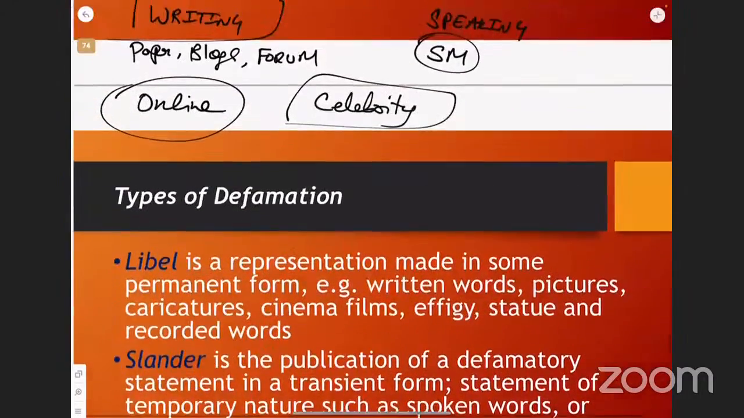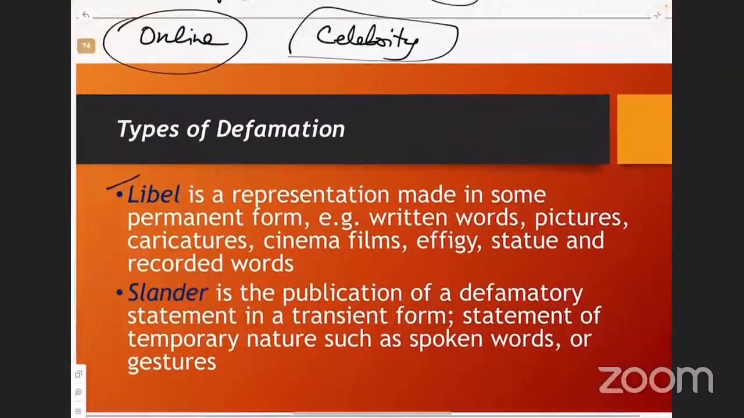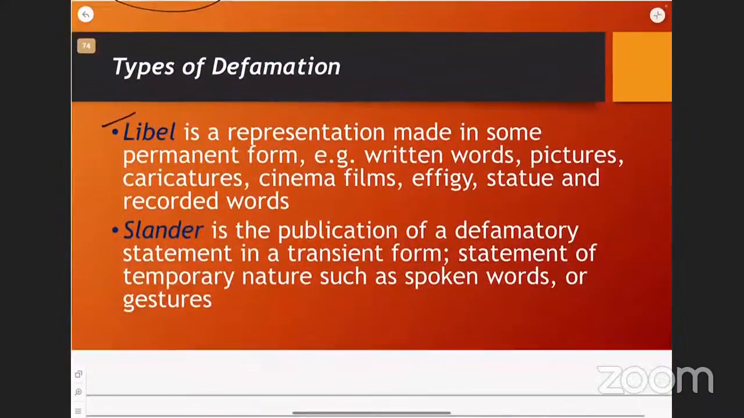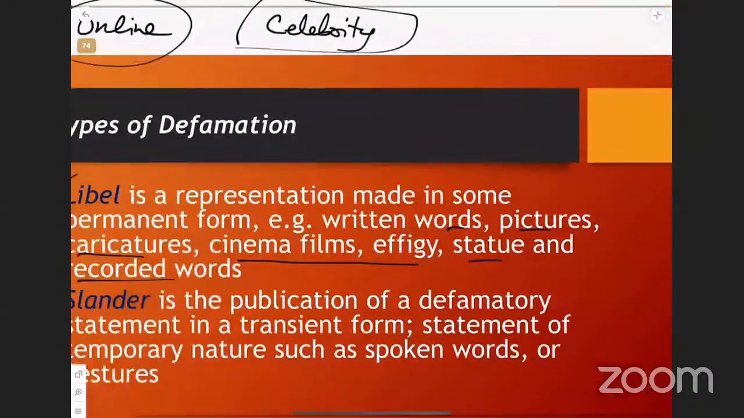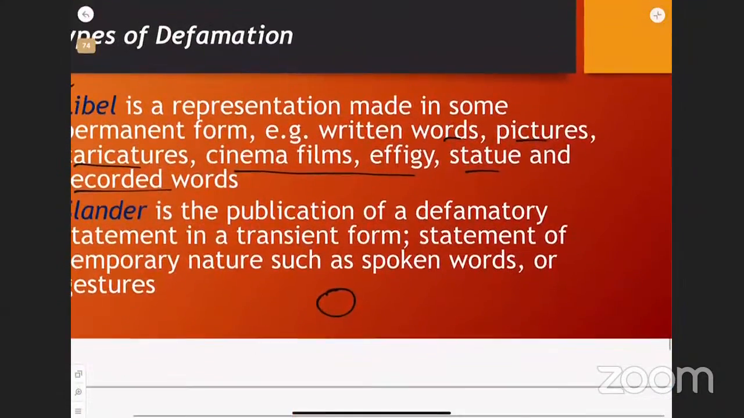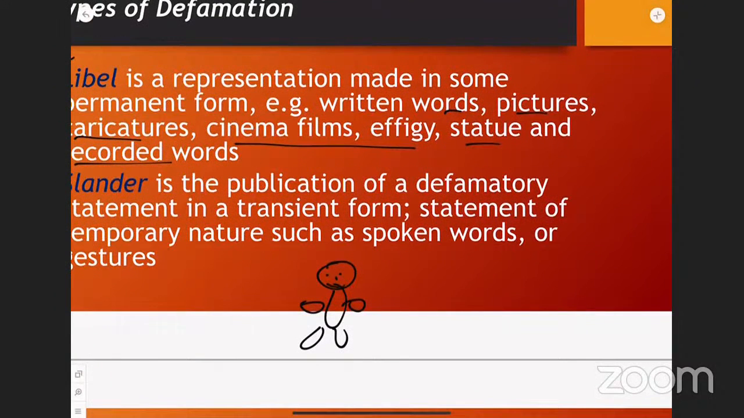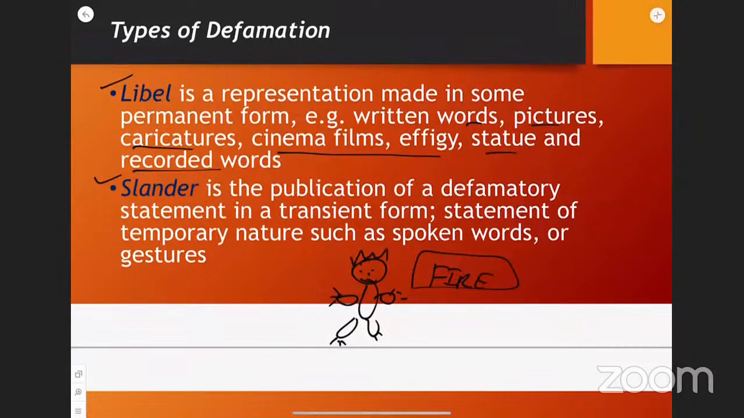So when we talk about writing, we call it libel. When we talk about oral or speaking something against some person, it is slander. So libel is representation made in the form of writing. It could be written words, pictures, caricature, effigy, statue, recorded words, etc. Effigy means basically they'll make a small statue of you or whoever it is. Especially you've seen for politicians you don't like, they'll make something like this and they will put fire. That is effigy. Okay, all right. Effigy, statue, recorded words, etc. Slander is the publication of a defamatory statement in a transient form, a statement of temporary nature, such as spoken words or gestures. That is slander.